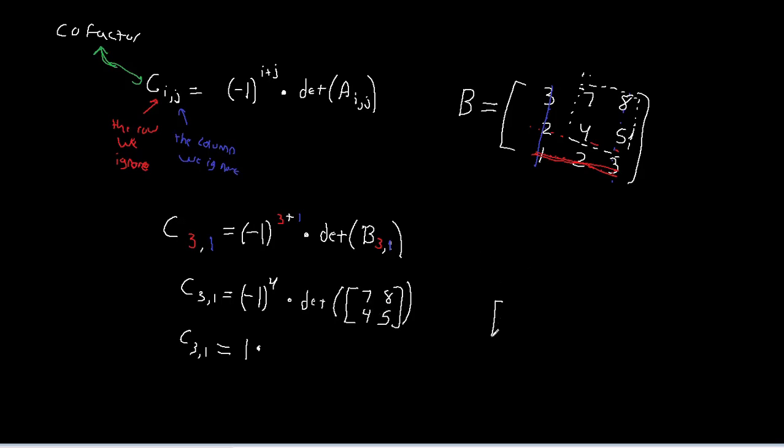We can do that over here. [7, 8; 4, 5]. So we do A times D, that's 7 times 5, minus B times C, that's 8 times 4. That's 35 minus 8 times 4, which is 32. If you do the math on that, you get 3. So 1 times 3. The cofactor of 3, 1 is going to be 3.